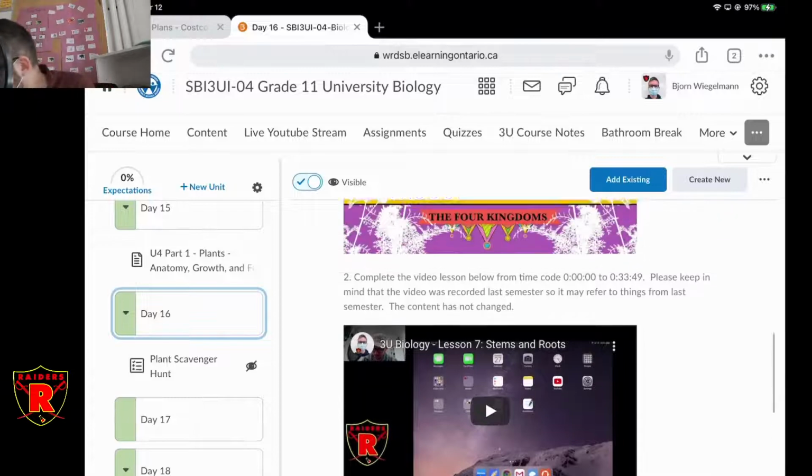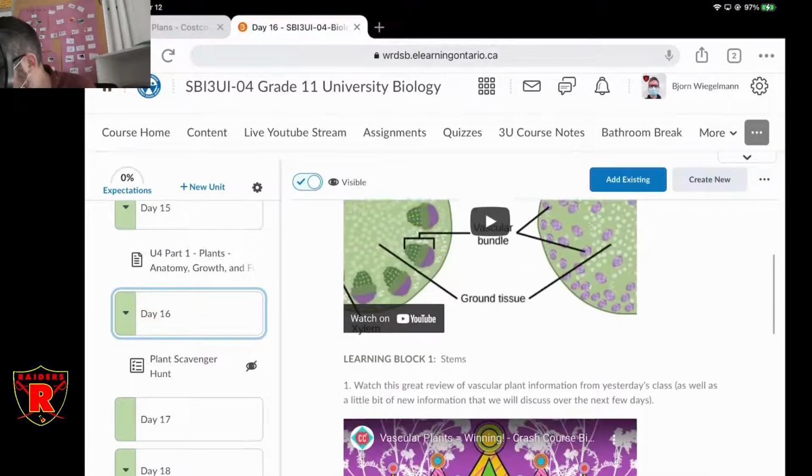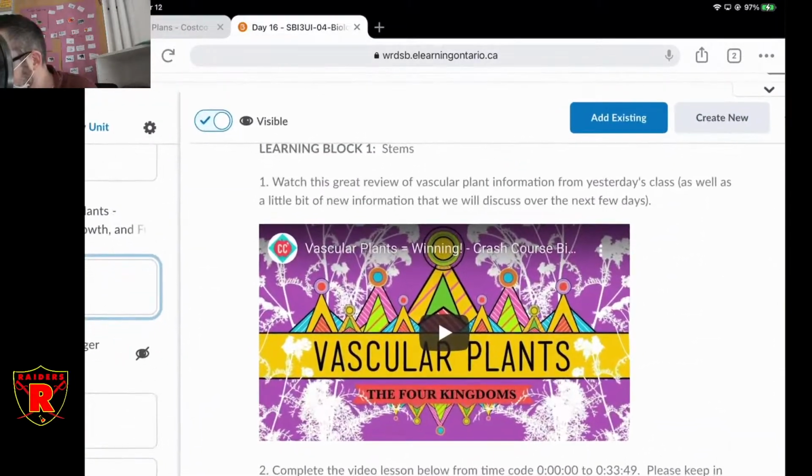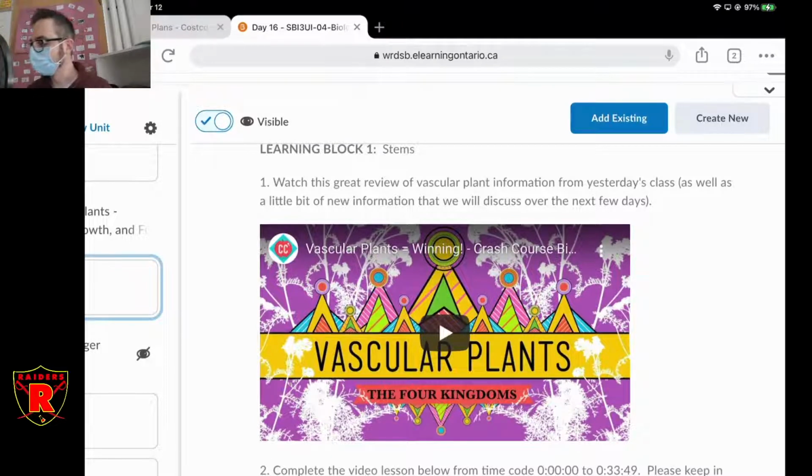Okay, where were we heading here? So the first thing that you're going to do for the first part here, there is an overview discussing vascular plants in general and their anatomy. Some of that is review from yesterday. It's going to talk a little bit about the structure of a leaf, but it's also going to talk about roots and stems and just in general, what the anatomy is like of those things.